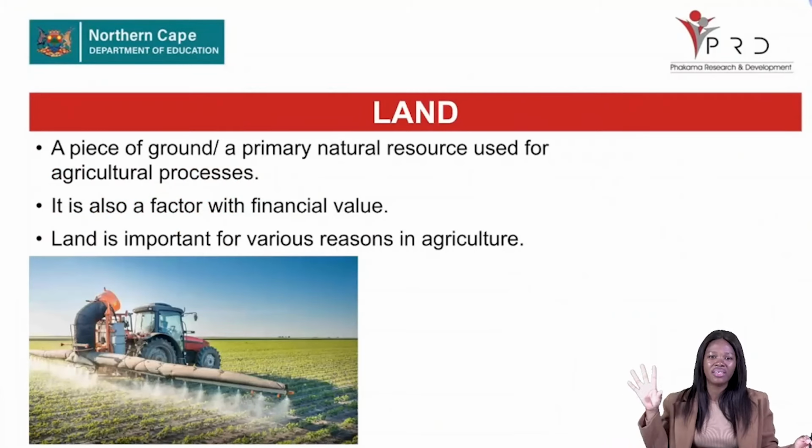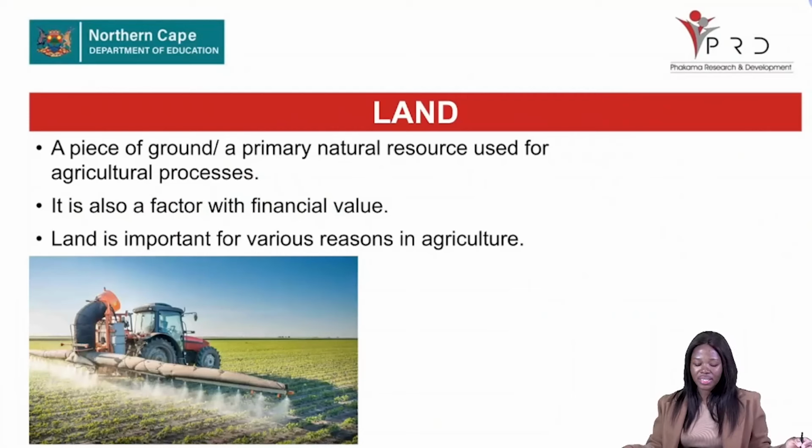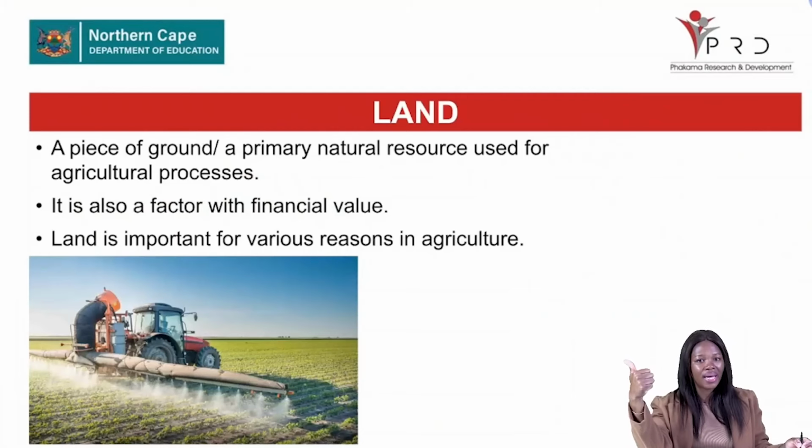Let's just ignore the other three, not because they are not important, they are important. But our main focus is on land as a production factor. Now, what is land? A piece of ground or a primary natural resource used for agricultural production. In order to grow crops, we need the land.